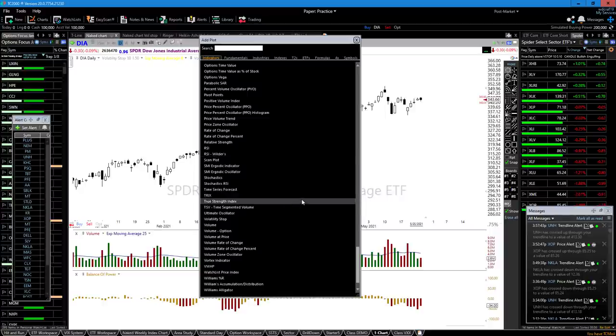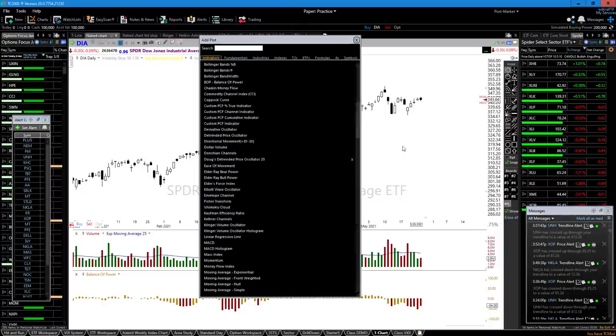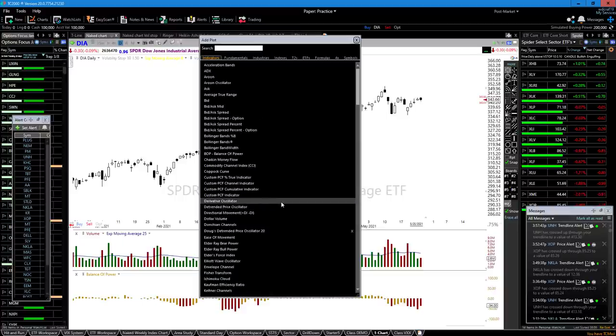Okay. And you can bring in pretty much any indicator, right? Any custom indicator that you want into most programs. If you look at Thinkorswim, the indicator list is vast. As a matter of fact, I help program some of those indicators.